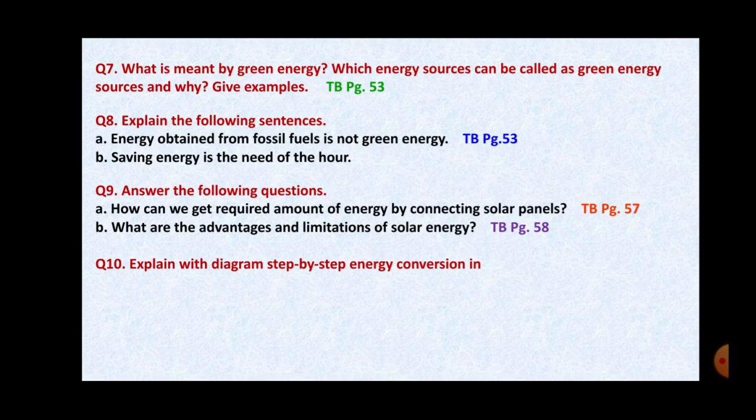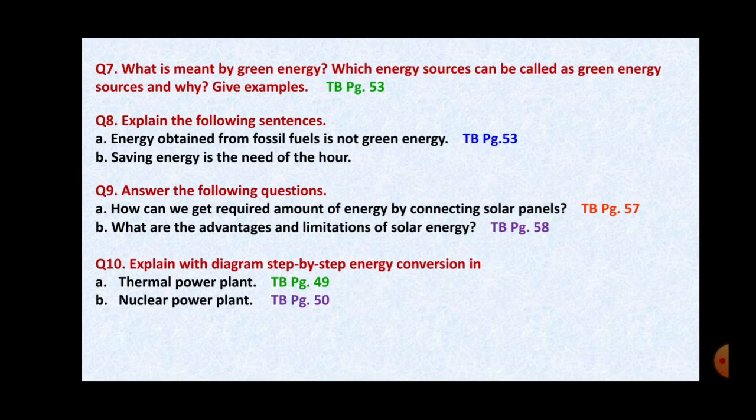Explain with diagram step-by-step energy conversion in thermal power plant. Open page number 49 of your textbook. See the figure 5.6 on top. Energy transformation in thermal power plant is given. So chemical energy in coal converts into thermal energy, then into kinetic energy in steam, kinetic energy in turbine, and ultimately electrical energy is generated. So you will draw this diagram.